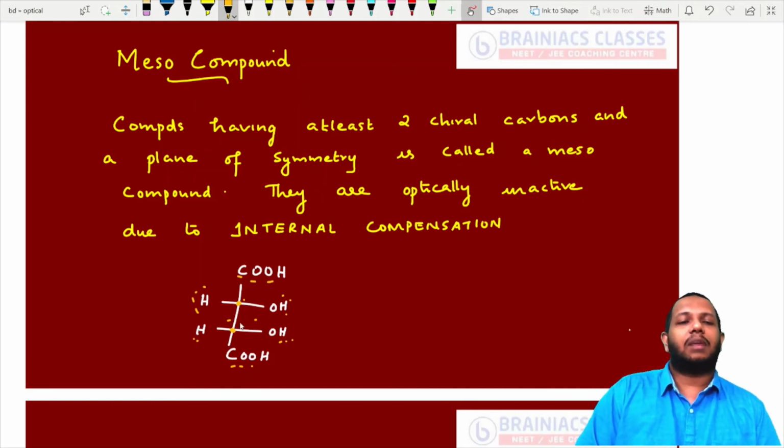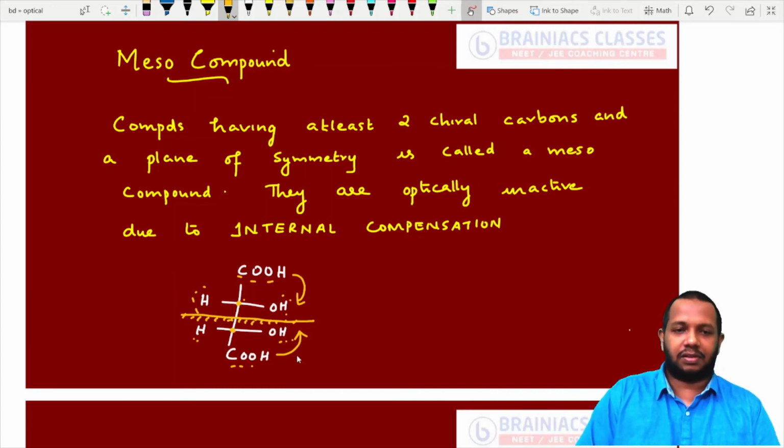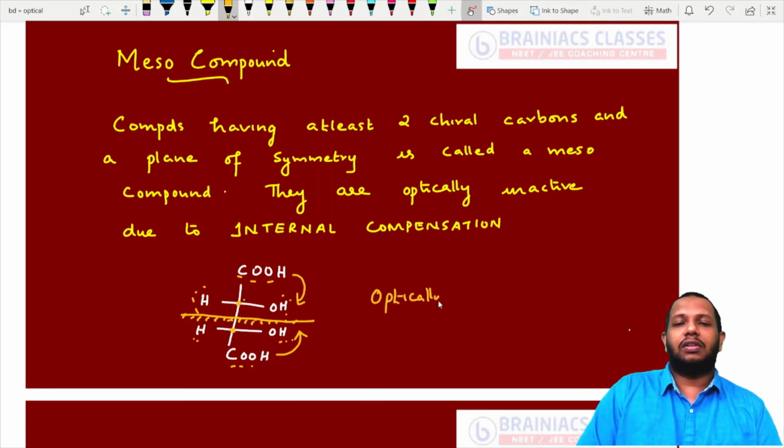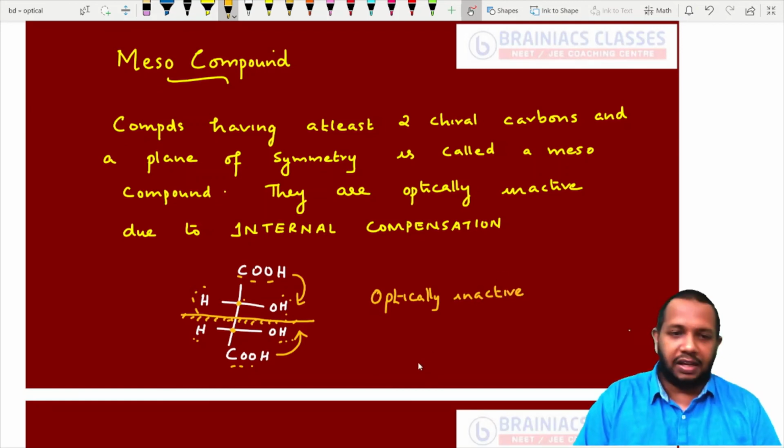So both carbons are individually chiral, but the problem here is there exists a plane of symmetry, that if I divide this compound using this plane, both halves are identical. That means if this chiral carbon rotates the plane in the right hand side or clockwise direction, then the other will rotate in anti-clockwise direction to the same extent. So the plane polarized light will get rotated both in the right hand side as well as left hand side to the same extent. So it will get compensated. As a result, this becomes optically inactive. So this type of compensation is called internal compensation, optically inactive.